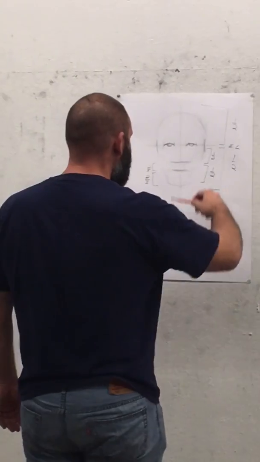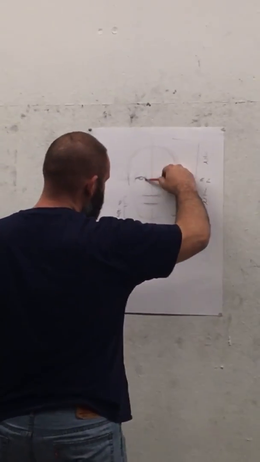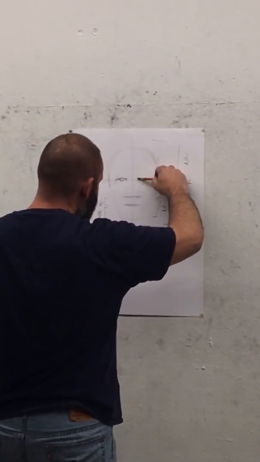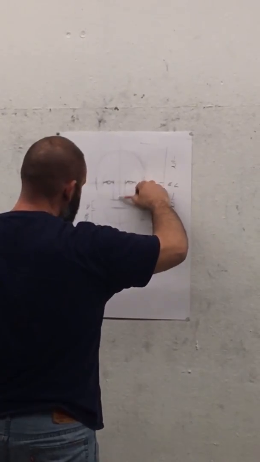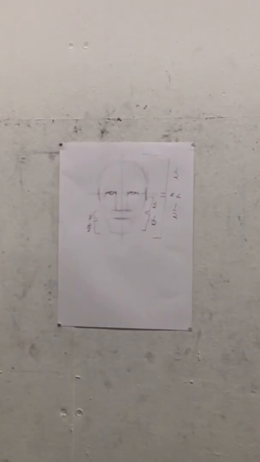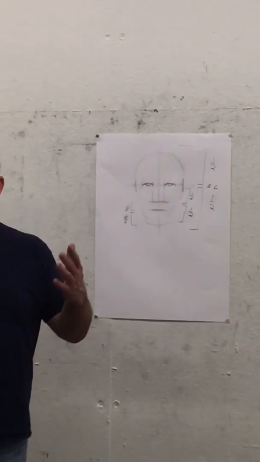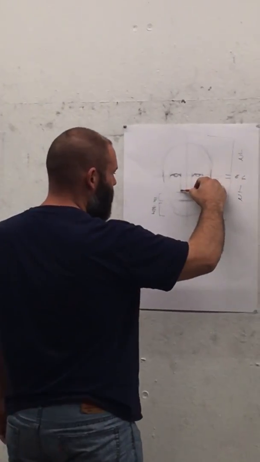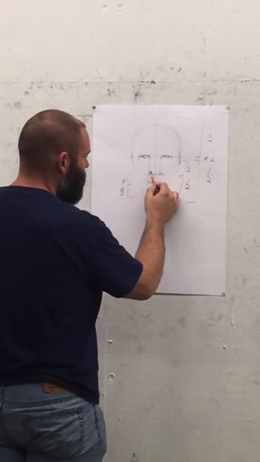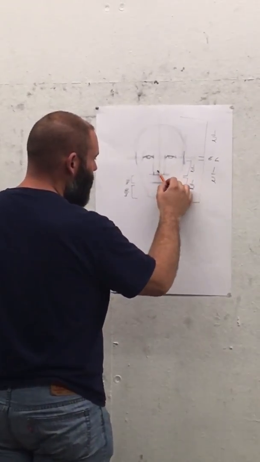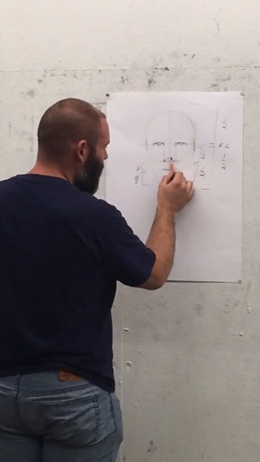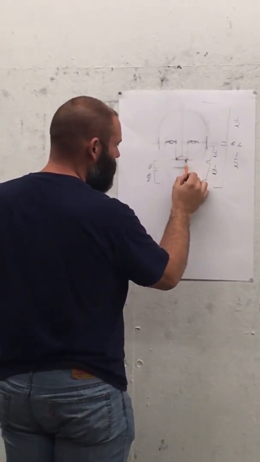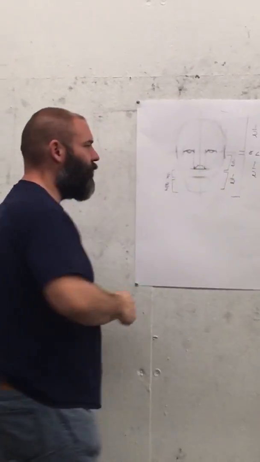Now, drop 2 verticals down from the inside corners of the eye, parallel with that central line. Okay? And this is approximately the width of the nose. Okay? So the nose happens within the widest part of the nostrils. Remember, the nose is a wedge. Don't forget that underside of the nose. That kind of triangular plane. Okay?